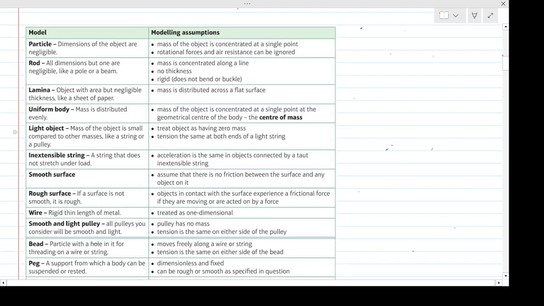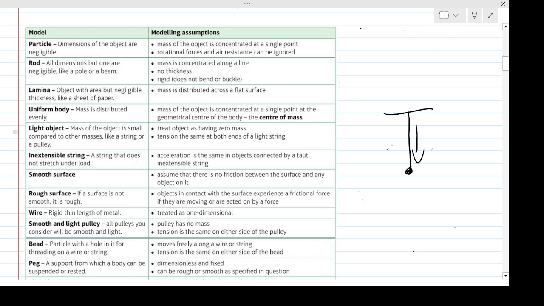Again, where was it here? Inextensible string that does not stretch under load. So when we add that particle on, that drags the string. When you have this string and the particle pulling the string down, it's still inextensible despite the particle pulling it down. So it does not stretch under any load.